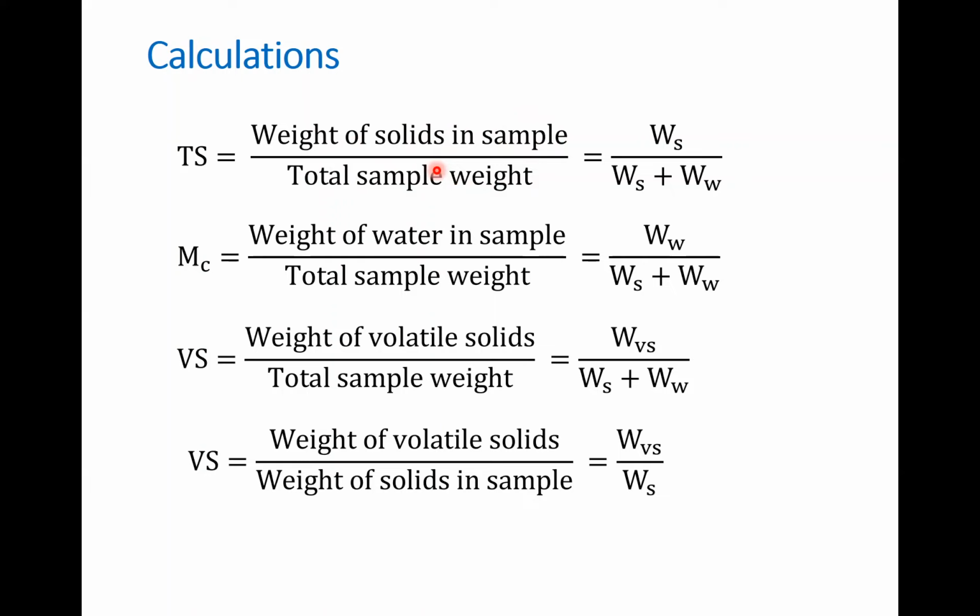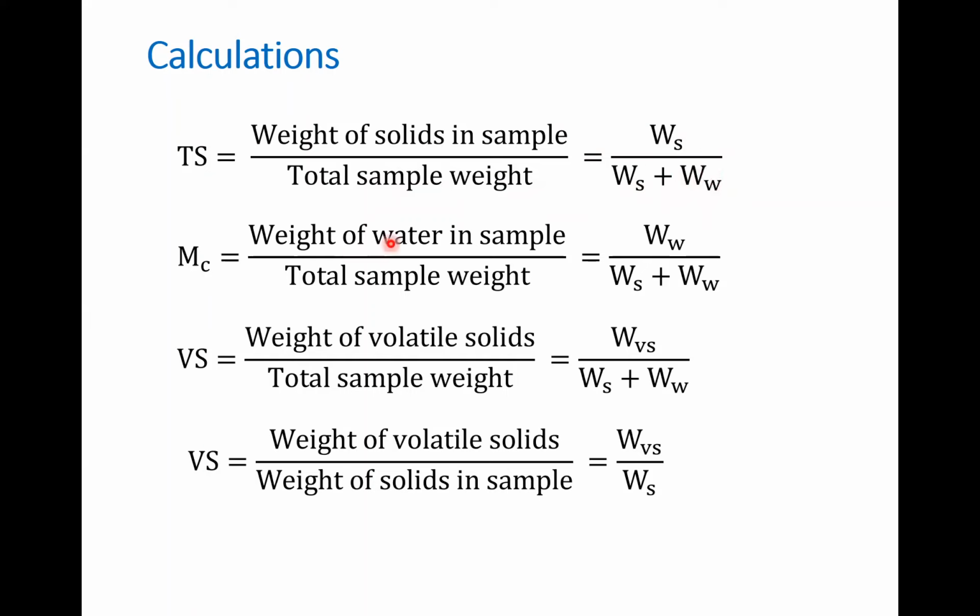However, biomass is not really homogeneous, so you may have to use a bigger amount of solid to be representative of a material with a non-homogeneous nature. Again, if we refer to the weight of the solids as WS and the weight of the water, or the moisture content, as WW, this is basically the amount of moisture in the sample.